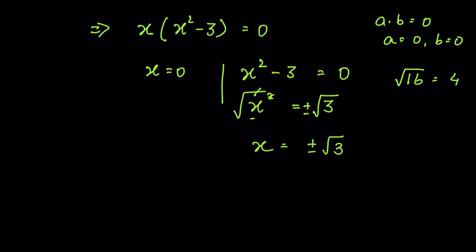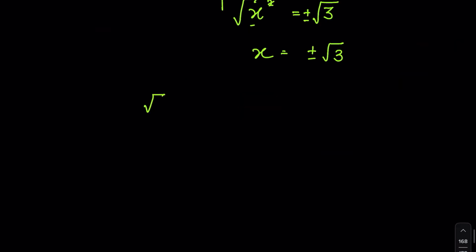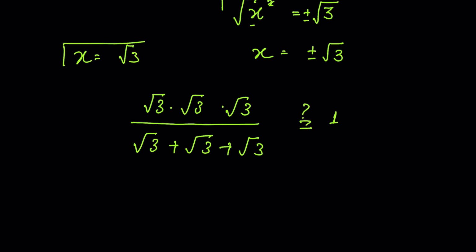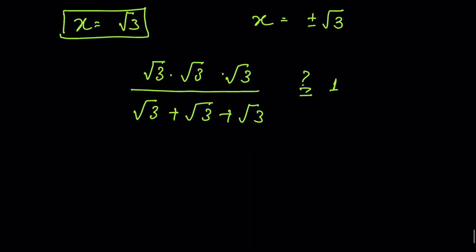Now let's verify this answer. Square root of 3 times square root of 3 times square root of 3 upon square root of 3 plus square root of 3 plus square root of 3. This should be equal to 1 when x equals positive square root of 3. We are verifying for it. Okay, so this is 3 times square root of 3, because square root of 3 times square root of 3 will be square root of 3 square. We remove the square root with the square and then times square root of 3.